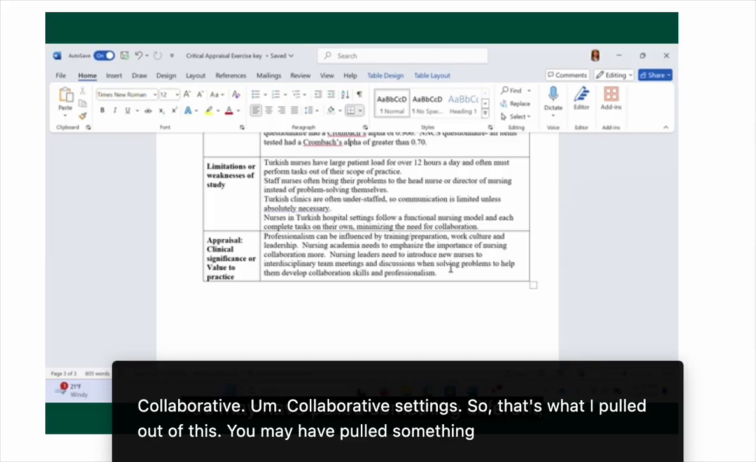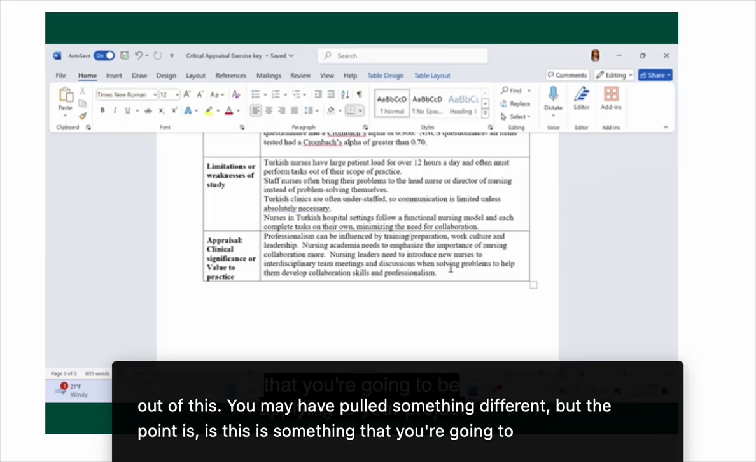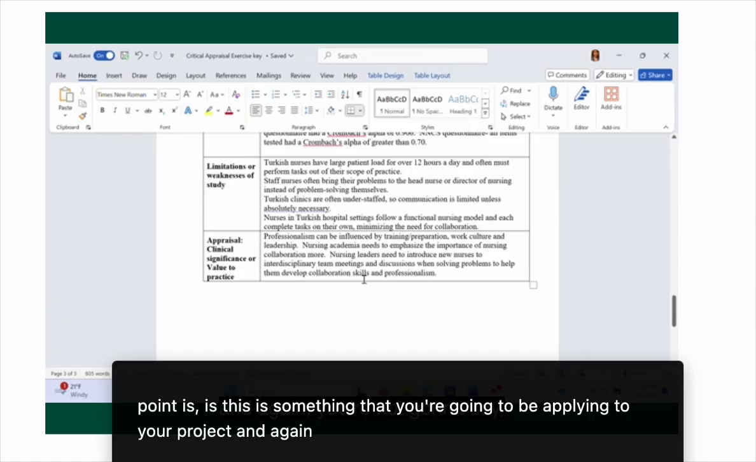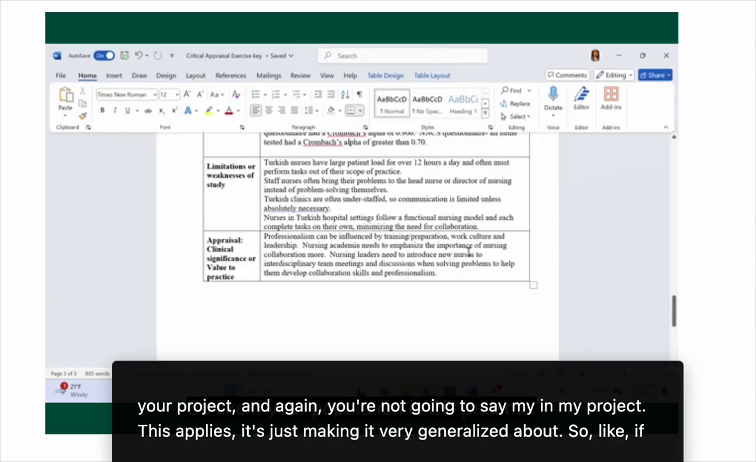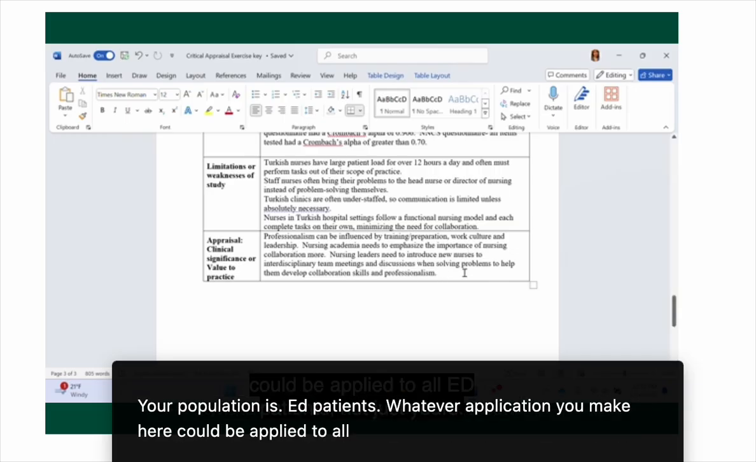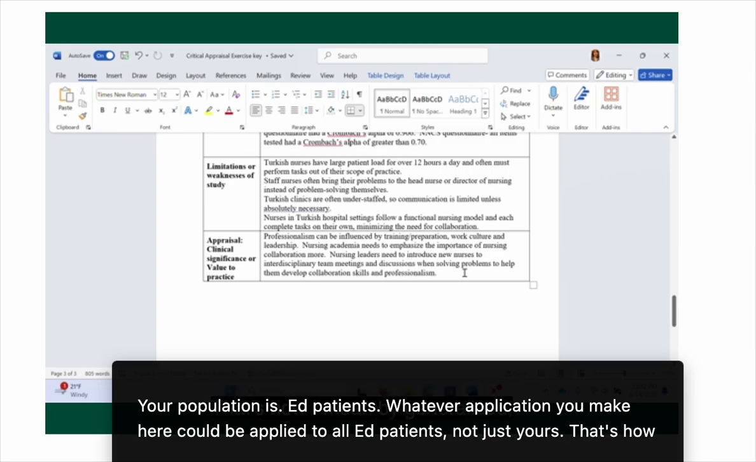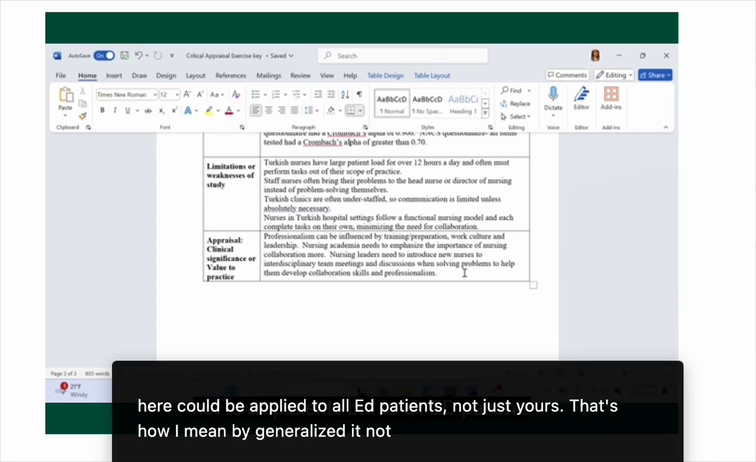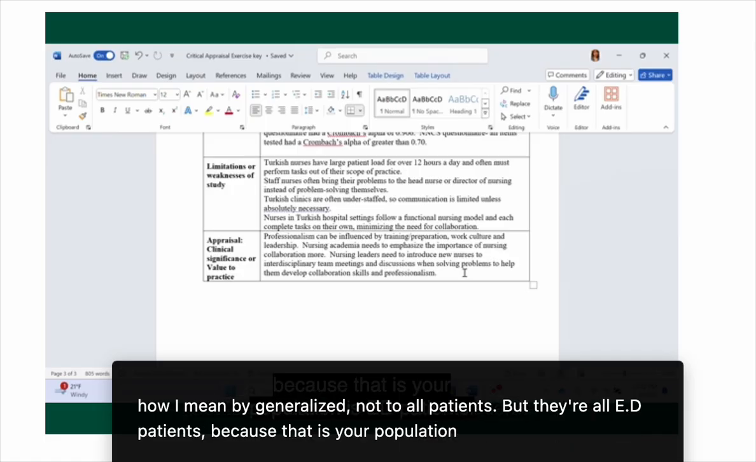You may have pulled something different, but the point is this is something that you're going to be applying to your project. And again, you're not going to say in my project this applies. It's just making it very generalizable. So like if your population is ED patients, whatever your application you make here could be applied to all ED patients, not just yours. That's how I mean by generalized. Not to all patients, but to all ED patients, because that is your population.